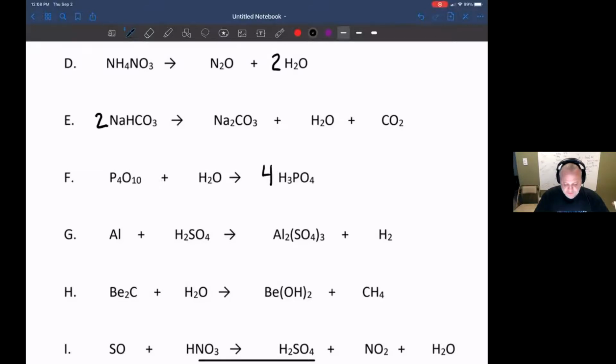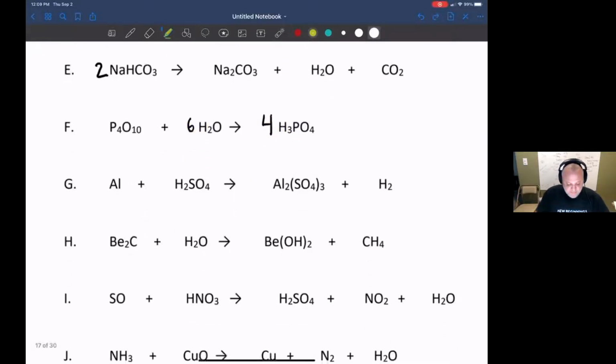What did it do with my oxygens? I've got 4 times 4, that's 16. And I've got 10 on the left, plus 1, so that's not quite balanced. So if I put a 6 here, then I would have 10 oxygens here, 6 oxygens there. That would balance out with the 16. Let's go back and check now the hydrogens. 4 times 3 is 12. Oh, and 6 times 2 is 12. So I'm good there. So I'm done with that one.